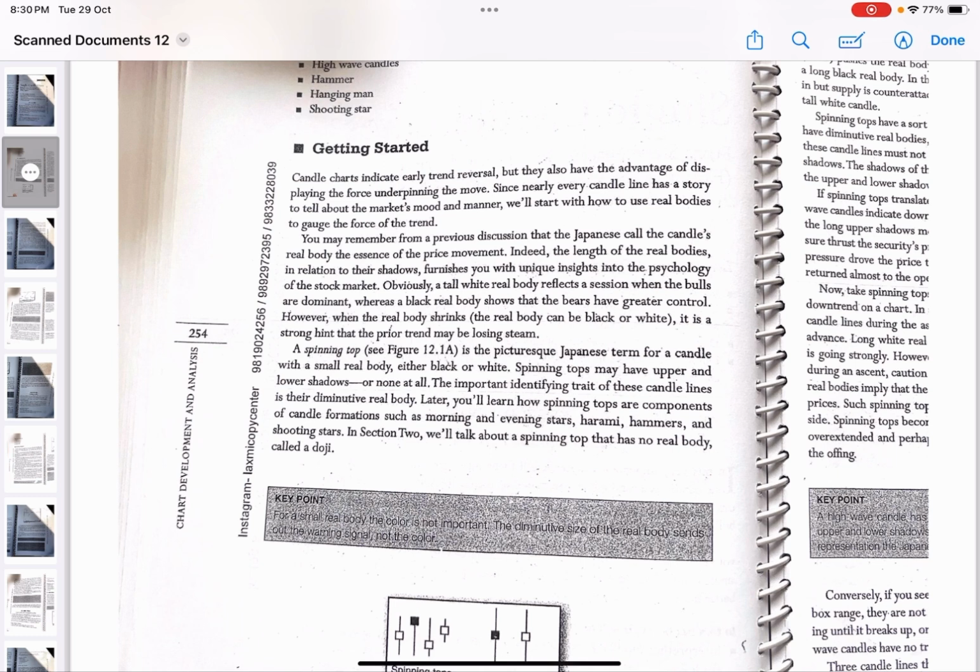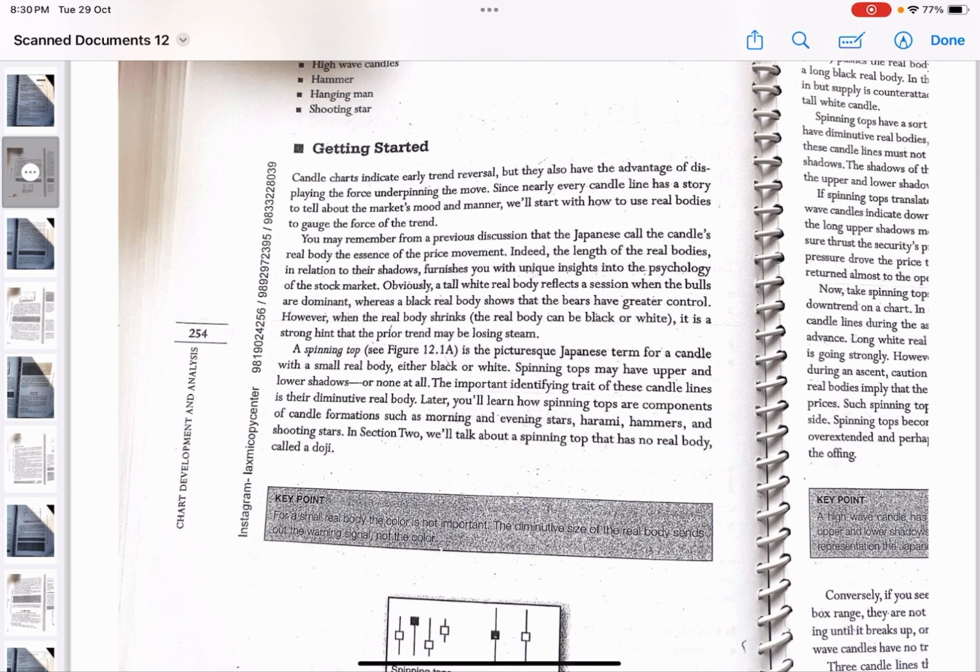You may remember from a previous discussion that the Japanese call the candle's real body the essence of the price movement. Indeed, the length of the real bodies in relation to their shadows furnishes you with unique insights into psychology. Obviously, a tall white real body, when they say white body, they're talking about a green body, and when they're talking about a black body, they are talking about a red body, reflects a session when the bulls are dominant, whereas a black real body shows that the bears have greater control.